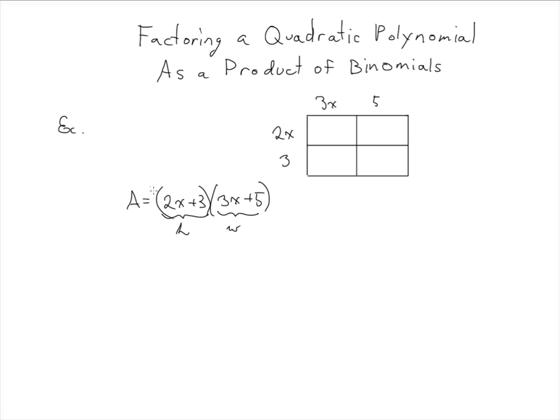But there's another way of writing this area. We can think of the area as the sum of the areas of the four smaller rectangles. So let's take the area of each of those four smaller rectangles and see what it has to be. 2x times 3x is 6x squared. 2x times 5 is 10x. 3 times 3x is 9x, and finally 3 times 5 is 15. So this is the sum of these four: 6x squared plus 10x plus 9x plus 15.